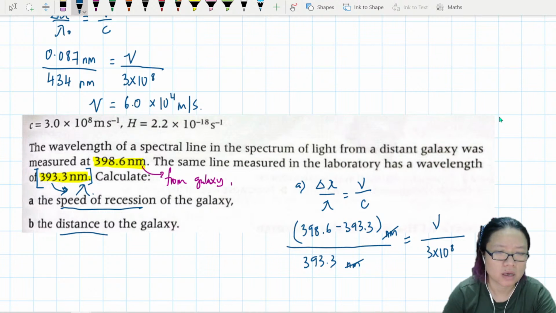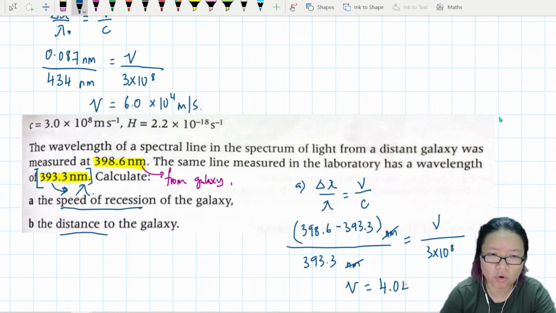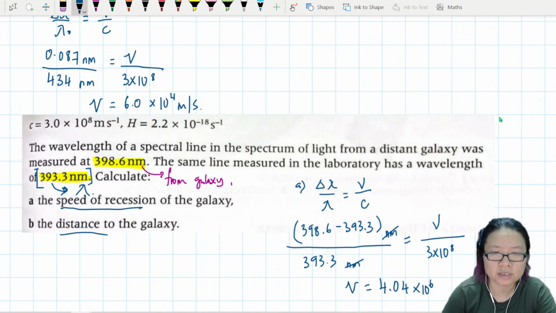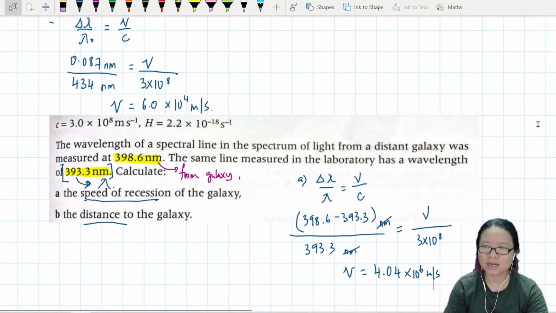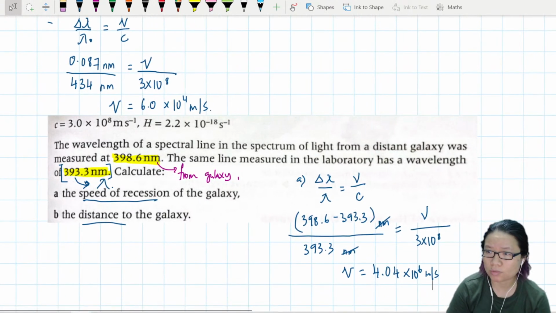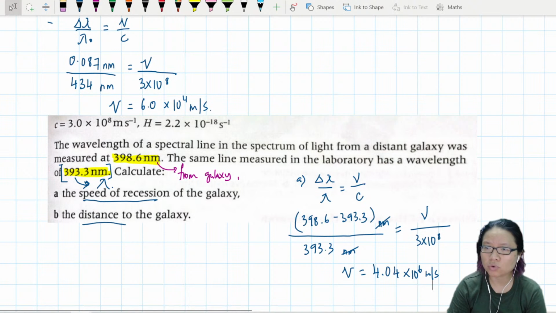Okay. I have my v as 4.04 times 2715 times 2, 4, 6, 10 to the power of 6 meters per second. It's very fast, okay? But then the universe is quite big. Actually, when you think about the scale of human and universe, it's just too ridiculous. It's too hard to fathom how small we all are.